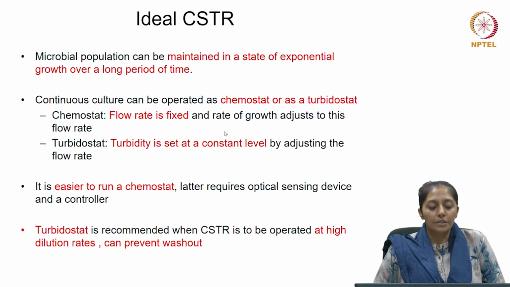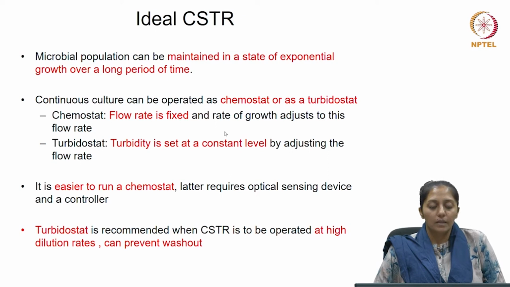Now continuous cultures can be operated either as a chemostat or as a turbidostat. What does chemostat mean? The flow rate is fixed and the rate of growth of the culture is adjusted to the flow rate. So this gives us an opportunity to manipulate the growth rate of the culture as per the modulations in the flow rates.